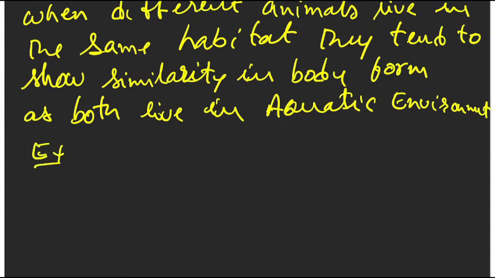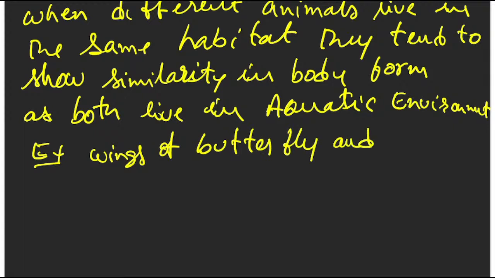Examples: wings of butterfly and wings of bird. So that is the analogous organs. Okay, we can continue in the next class.